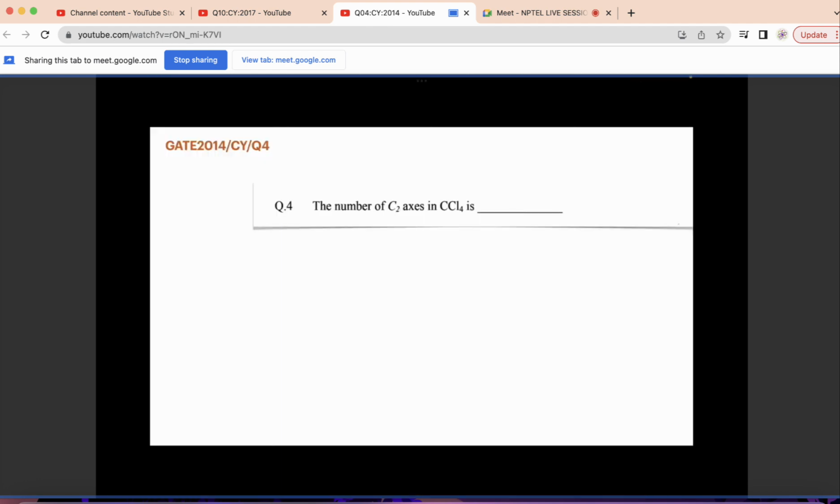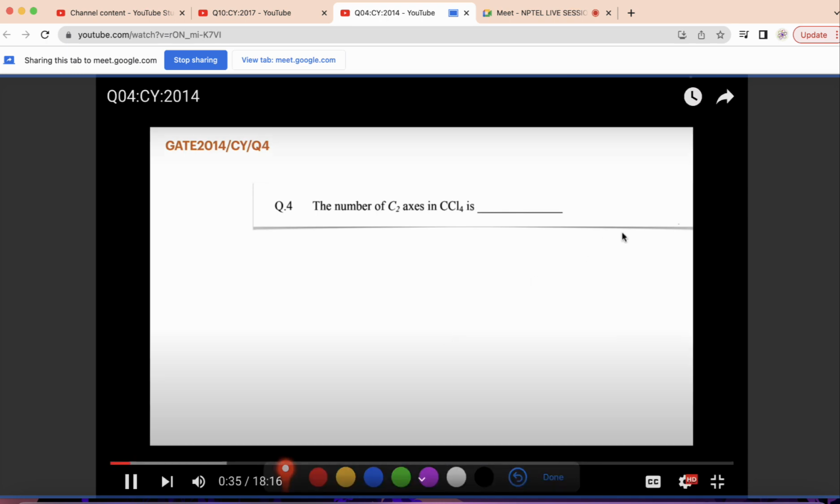Hello everyone, in this video I will be solving GATE 2014 chemistry question number 4. This question states that the number of C2 axes in CCl4 is. So we have to look into the symmetry of the given molecule and find out the number of symmetry elements. For example, the C2 axis, the rotation of axis C2. So first let's look into some basics.